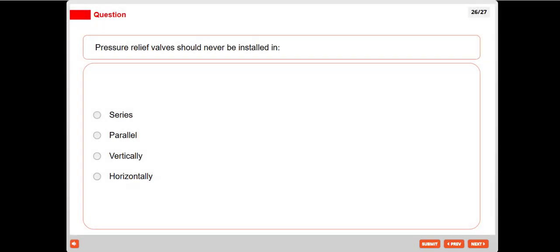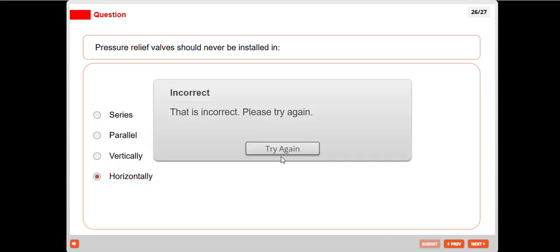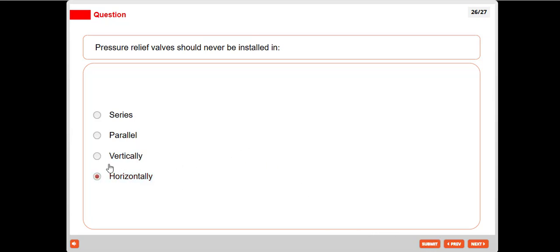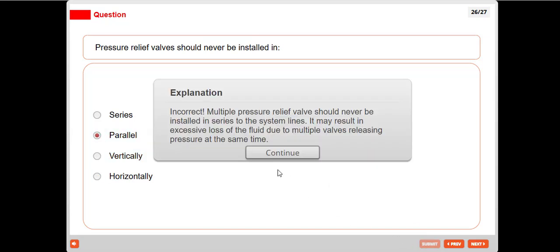Pressure relief valve should never be installed horizontally. Oh, it can be horizontally, parallel. Multiple pressure relief valves should never be installed in series to system lines.